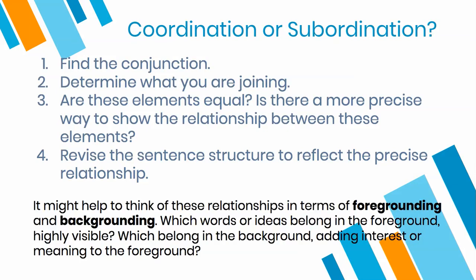It might help to think of the relationships of the elements that you're putting in a sentence in terms of foregrounding and backgrounding. So think of a piece of artwork. What's in the foreground? The thing that's in the foreground is what our attention is drawn to first. It's usually what the artist is emphasizing. But there's also background, which adds interest and often provides meaning to help us understand the foreground. So what you're choosing to put in the main clause is the foreground, and what you're choosing to put into a phrase or a subordinate clause is the background.